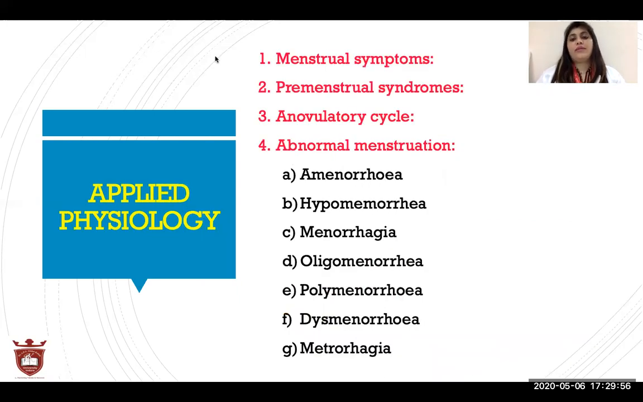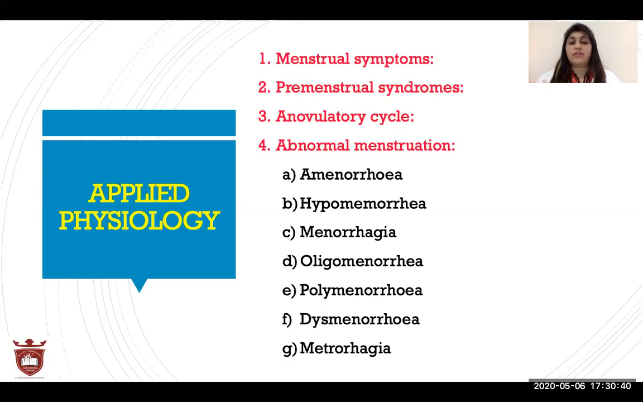Applied physiology. Menstrual symptoms. What are the menstrual symptoms? Menstrual symptoms are those which appear during the menstrual cycle. When your menstrual cycle starts, at that time these symptoms appear. What are those symptoms? Symptoms such as cramping, abdominal cramping, lower abdominal cramping, nausea and vomiting sometimes, mood swings, anxiety, depression, and headache, migraine. Such types of symptoms appear during menstrual bleeding.